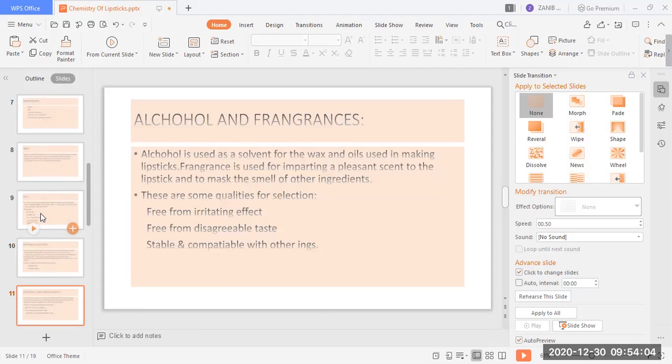The next one is alcohol and fragrance. Alcohol is used as a solvent for waxes, and oils are also used in making lipsticks. Fragrances are essential components of lipstick which are used to cover up the bad odor of fats and waxes. They are also used to impart an attractive flavor. Their qualities are that they are free from irritating effect, free from undesirable taste, stable and compatible with other ingredients.